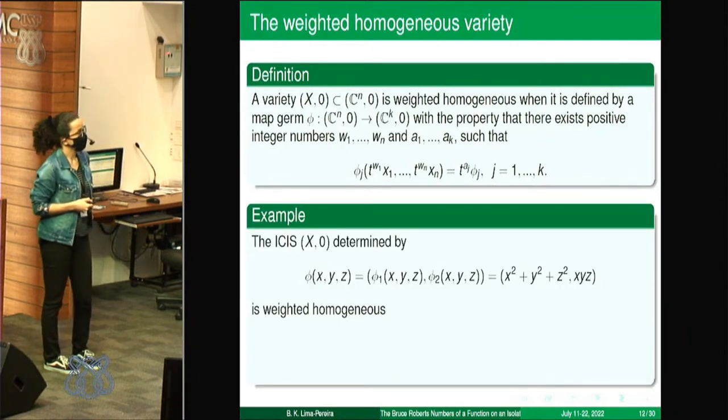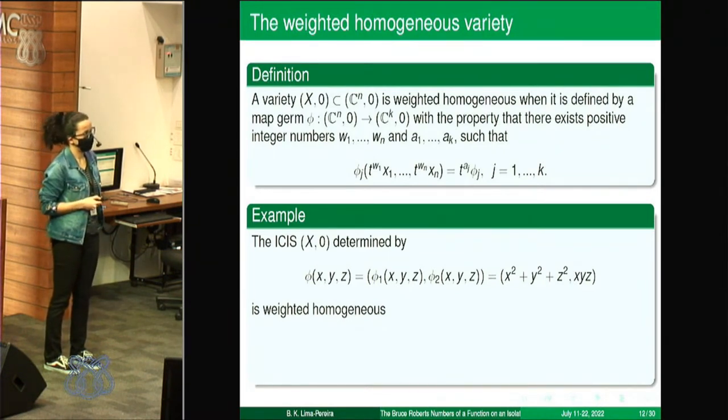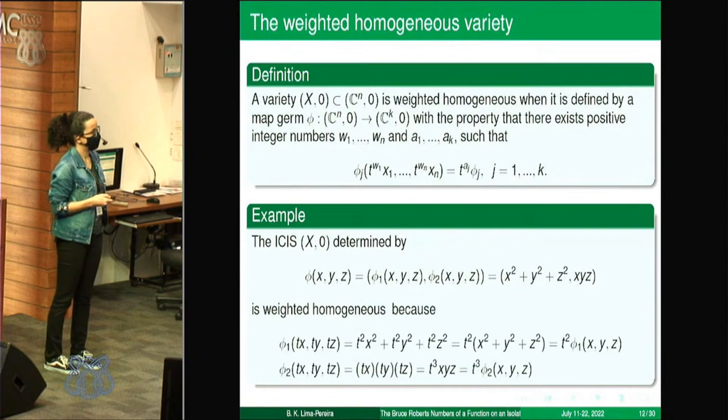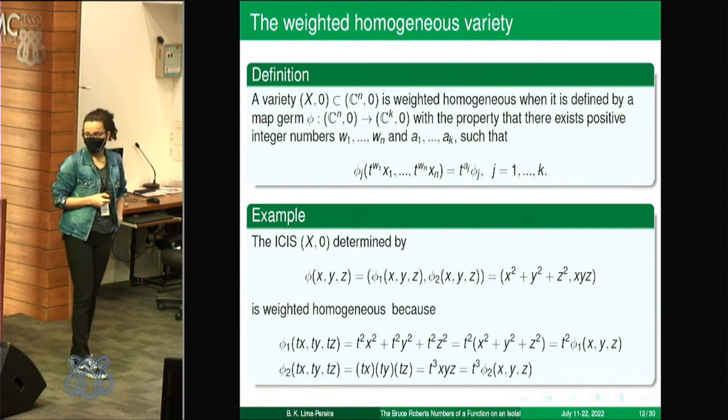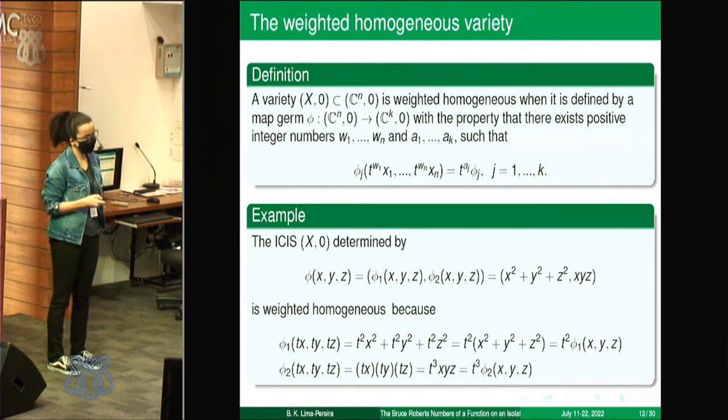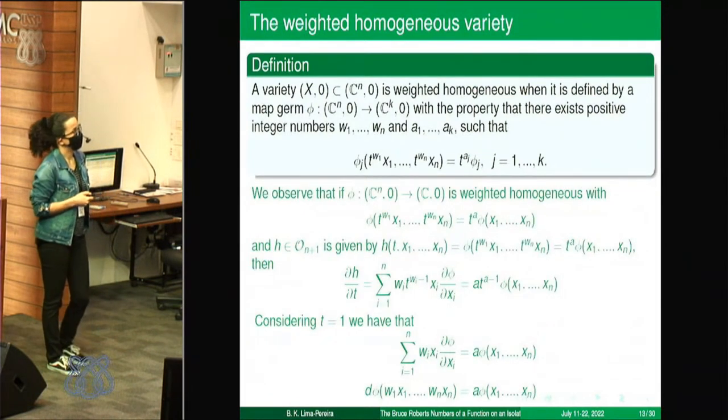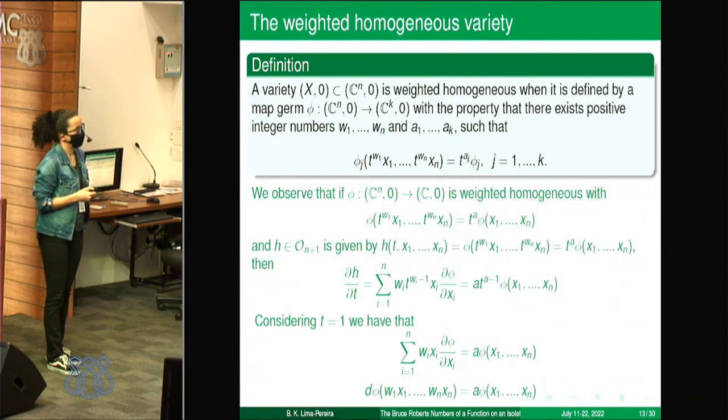And here, an example. So we consider this ICIS determined by this map germ. This ICIS is weighted homogeneous because we have these equalities. Okay. Now, a remark about the weighted homogeneous function germ.